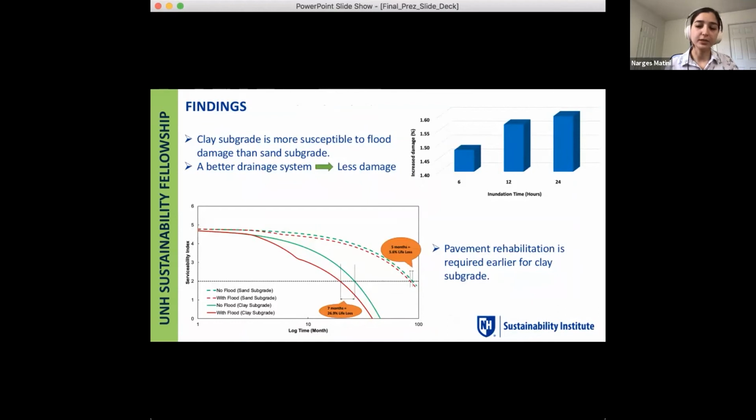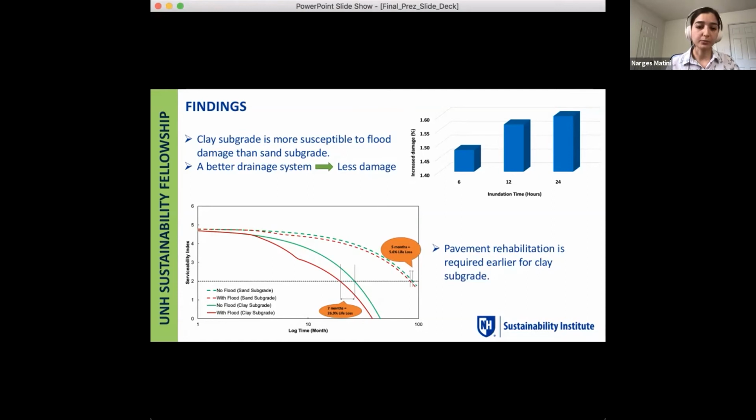So my main findings in this study were, as you can see on the top graph, as the inundation time increases, the damage increases as well. And this shows that the inundation time plays a crucial role in flood analysis. Also, the material and the structure of the pavement have an important role too, meaning the clay subgrade is more susceptible to flood damage compared to sand subgrade. And also, if a pavement has a better drainage system, less damage would occur.